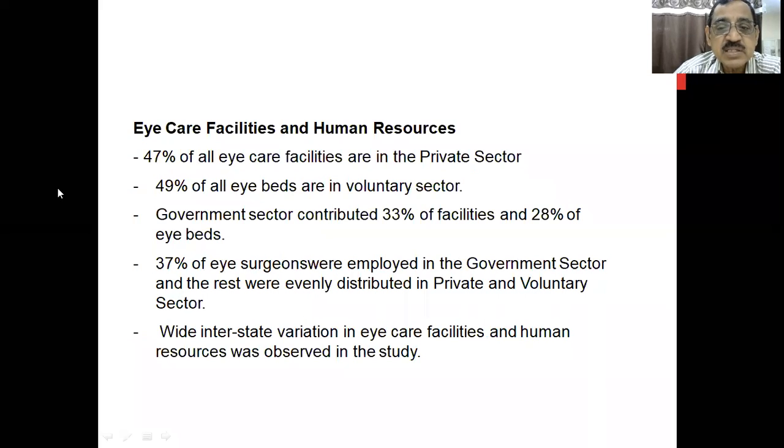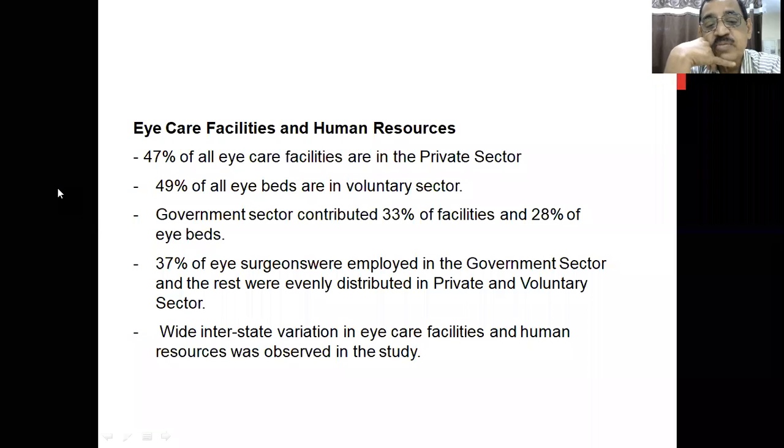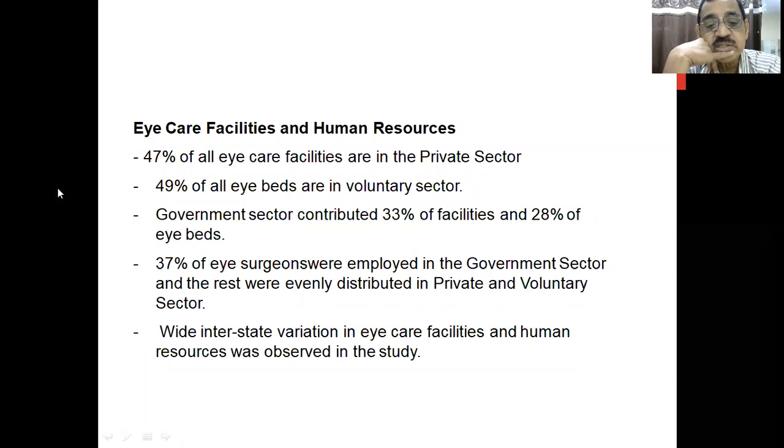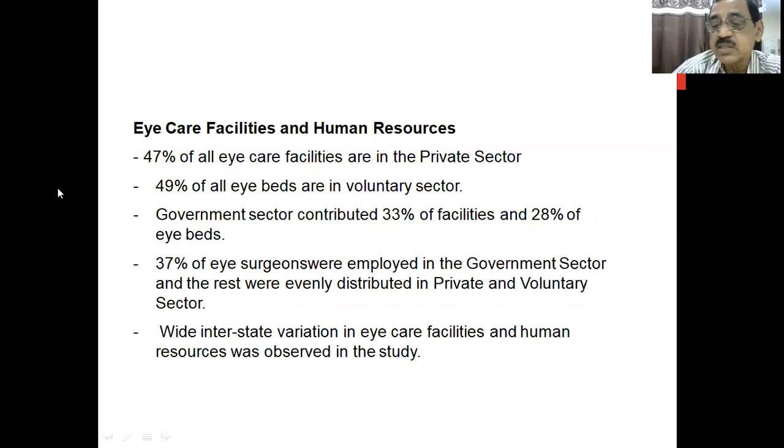So eye care facilities and human resources: about 47% of all eye care facilities are in the private sector. 49% of all eye beds are in the voluntary sector. The government sector has contributed only 33% of the facilities and 28% of the eye beds. 37% of eye surgeons were employed in the government sector, and the rest were evenly distributed in the private and voluntary sector. Wide interstate variation in eye care facilities and human resources was observed in this study.